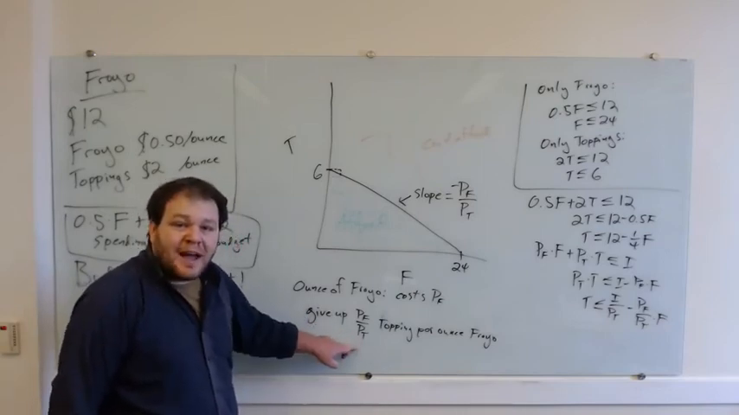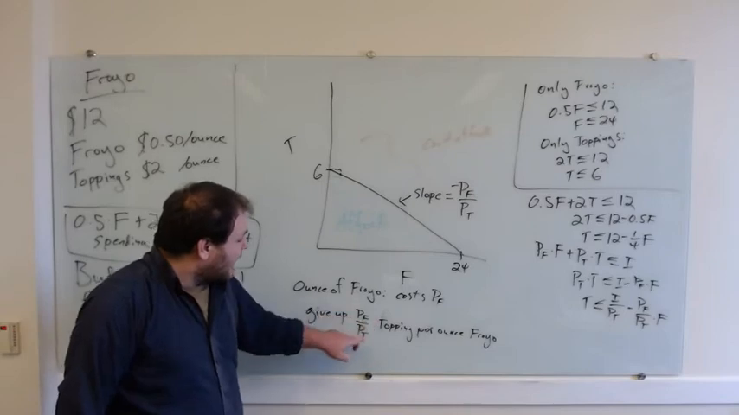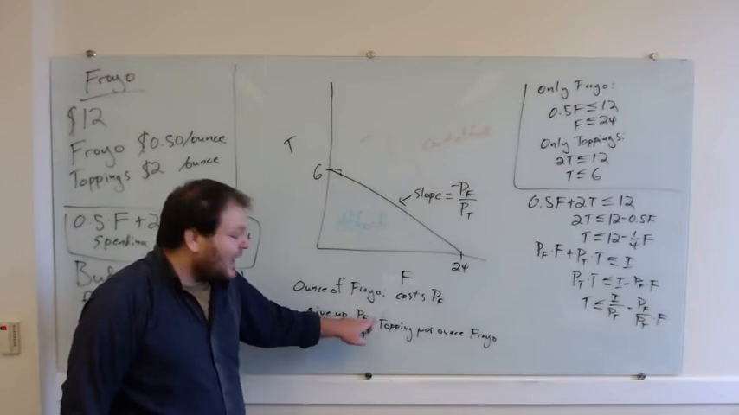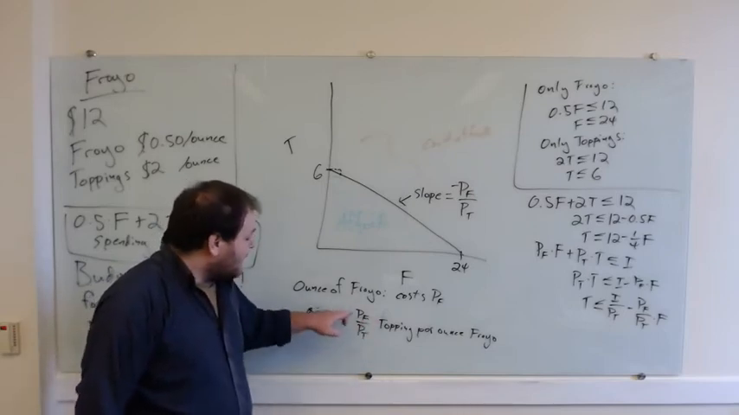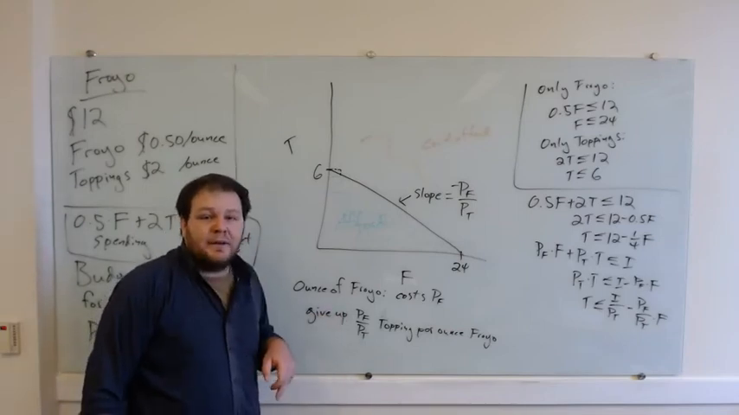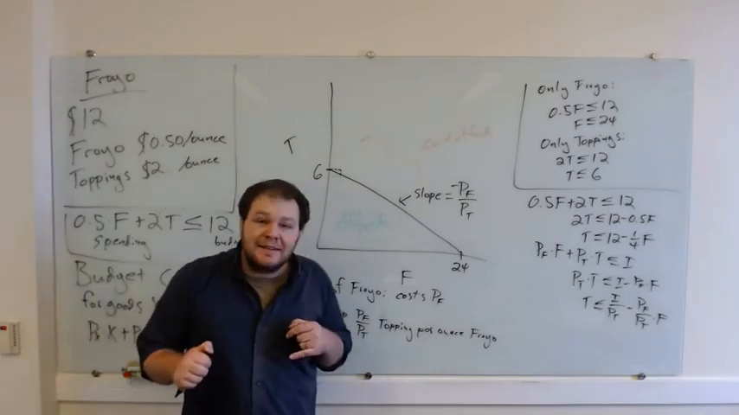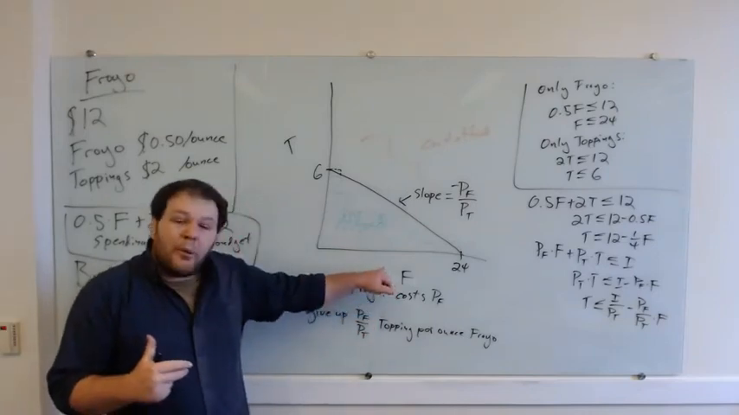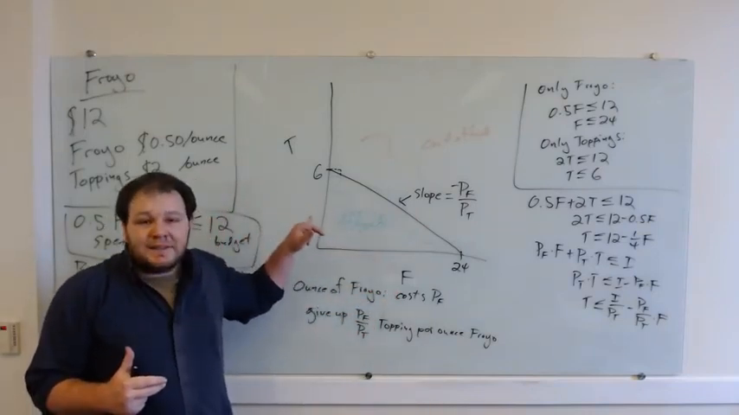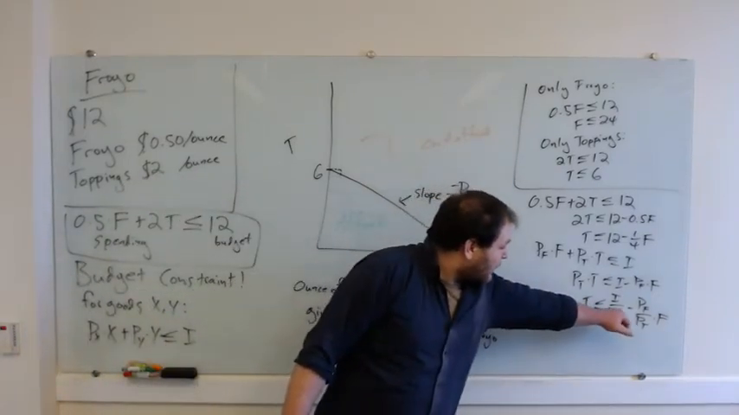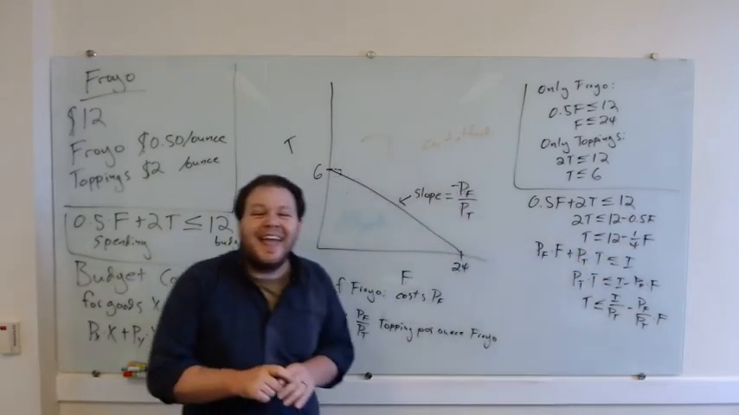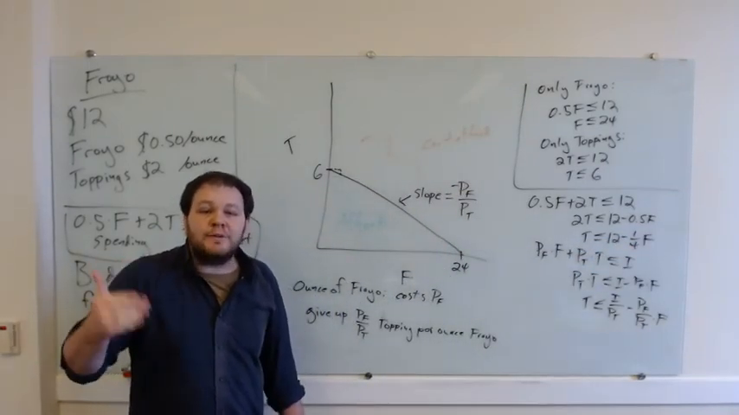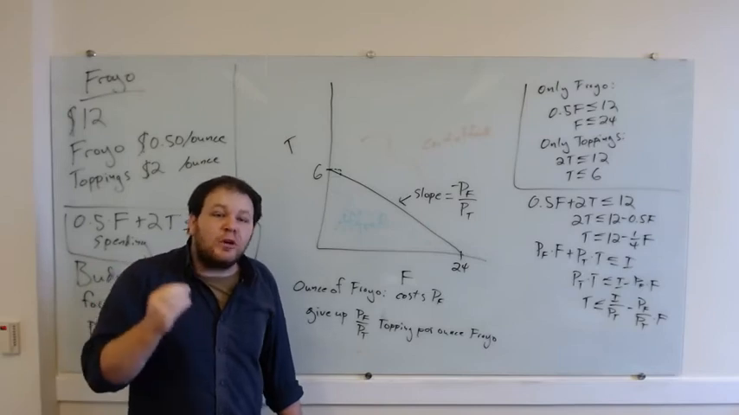So how many ounces of topping do you have to give up? Well, the amount of money, right, PT times T has to equal PF. So the amount of topping you give up is PF over PT. So what this slope is going to represent is effectively the cost of froyo in terms of toppings, right? So when we have a slope of 1/4, it means that we've got to give up a 1/4 ounce of topping in order to get an ounce of froyo.